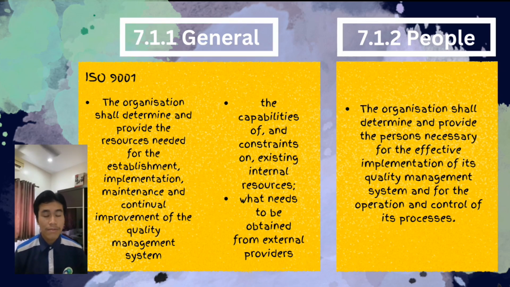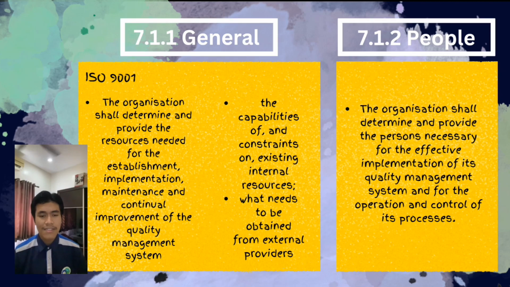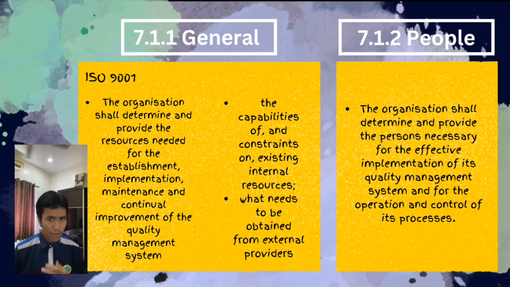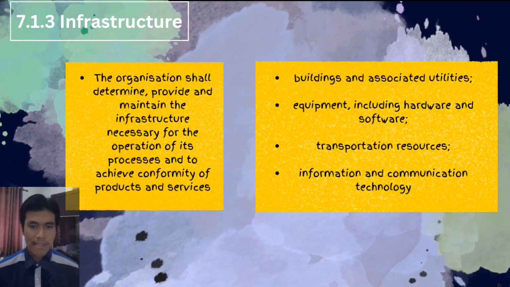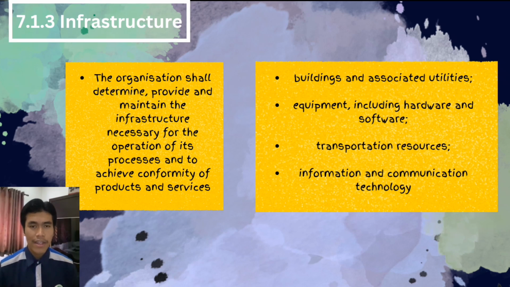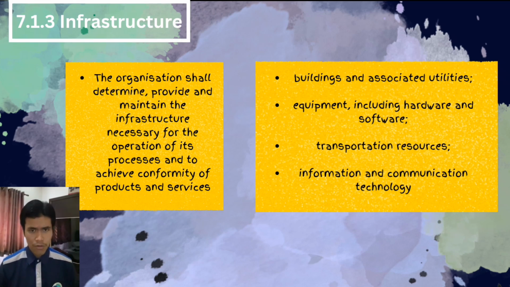It also has subclause 7.1.2, which states that the organization shall determine and provide the persons necessary for the effective implementation of its quality management system and for the operation and control of its processes. ISO 9001 also has subclause 7.1.3, which states that the organization shall determine, provide, and maintain the infrastructure necessary for the operation of its processes and to achieve conformity of products and services. These infrastructures can include buildings and associated utilities, equipment including hardware and software, transportation resources, and information and communications technology.